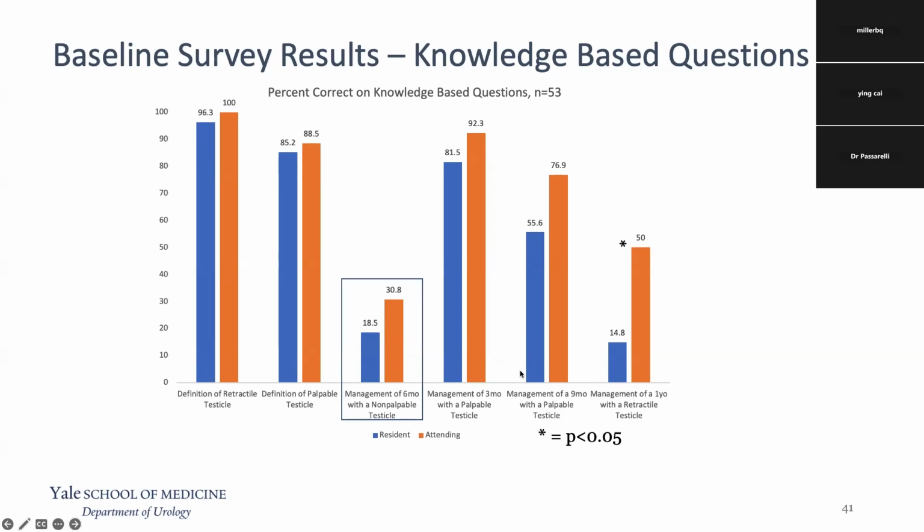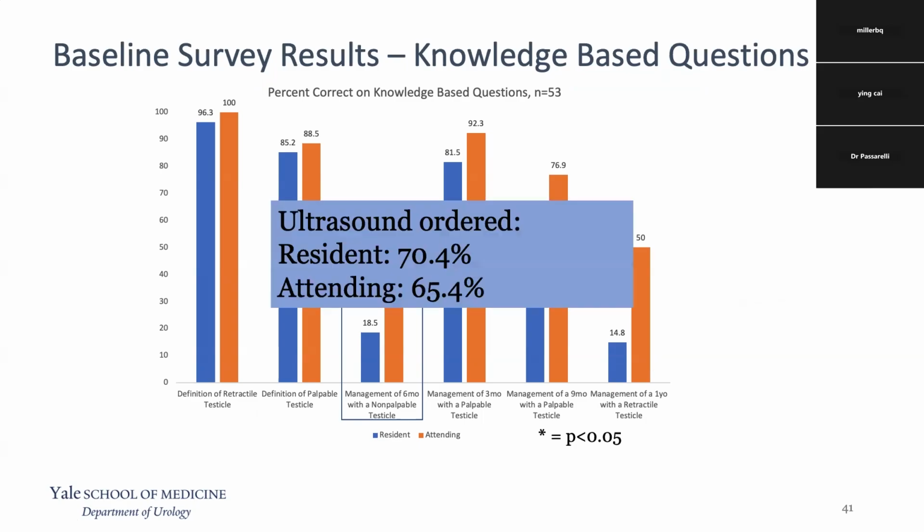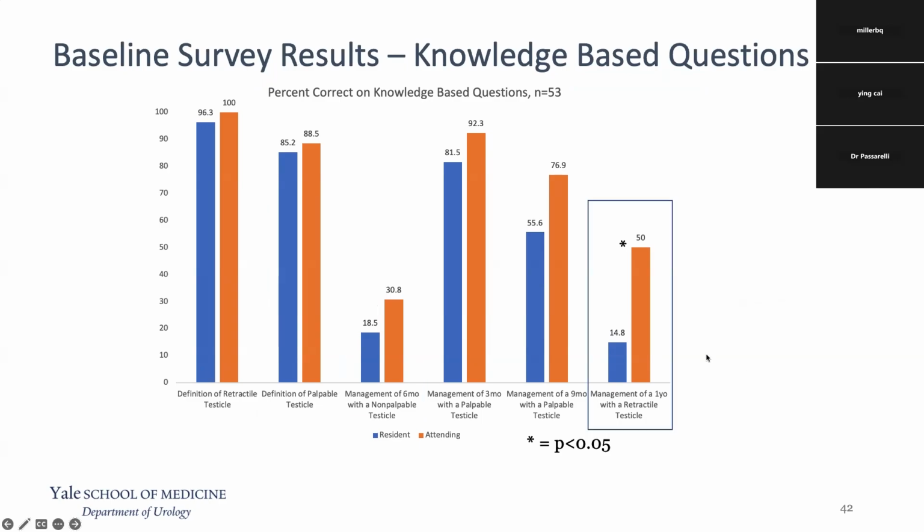Focusing on this one where they seem to do the worst, this was a question on the management of a 6-month-old with a non-palpable testicle. And we wanted to understand, if they weren't choosing the correct response, what were they doing? And it turns out in most cases, they were ordering an ultrasound to look for a testicle in these 6-month-olds. 70% of residents and 65% of attendings opted to get an ultrasound in these patients, which, as we know, is not the correct management. Additionally, the management of a 1-year-old with a retractile testicle, which, as we know, is normal and can be watched.